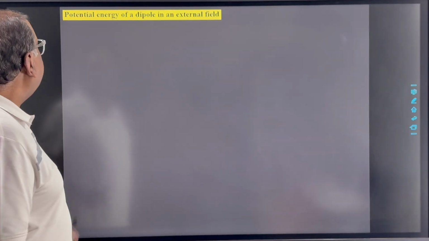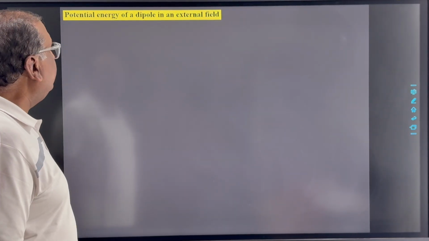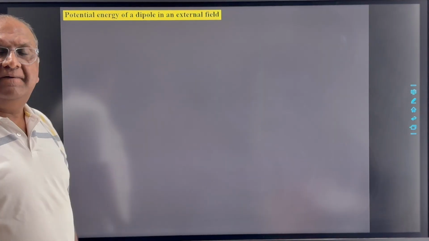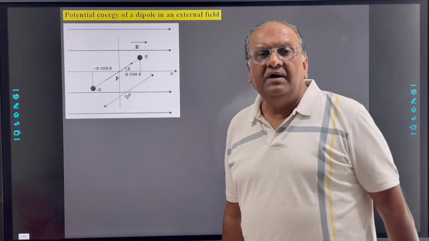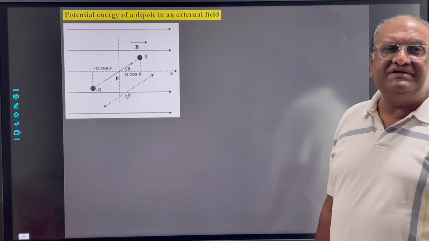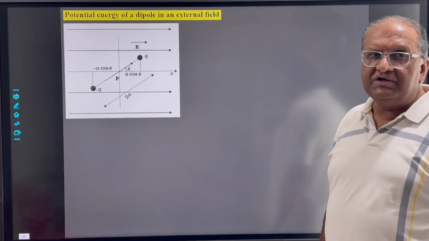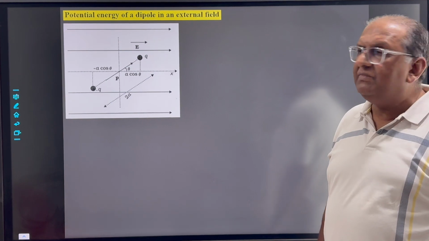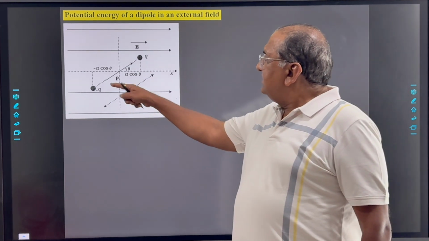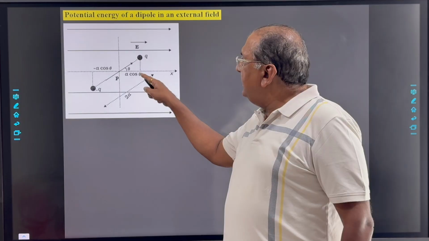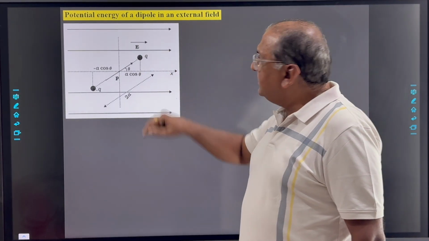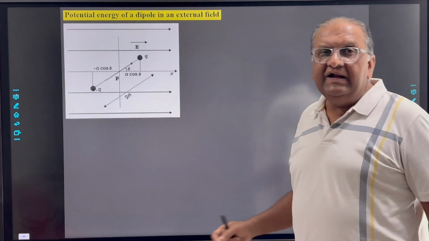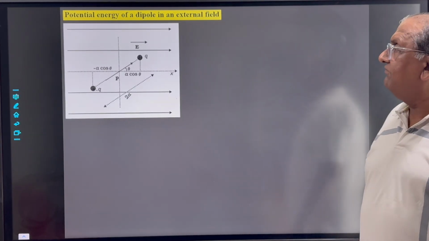Now next topic, that is potential energy of a dipole in an external field. Suppose we have a dipole with charges Q1 equal to plus Q and Q2 equal to minus Q, separated by distance 2a, which is placed in the external electric field E, an electric field that is uniform.